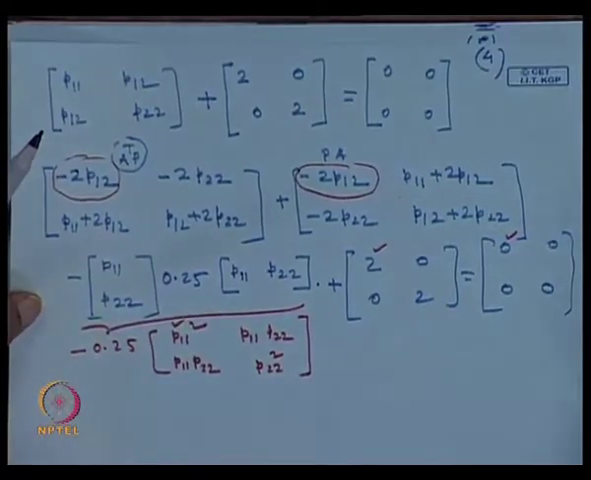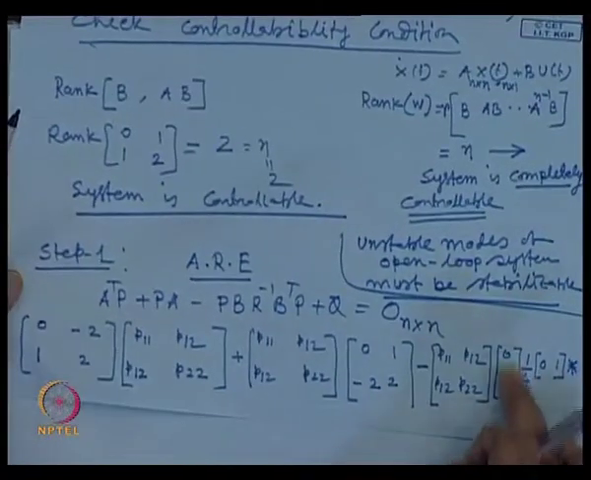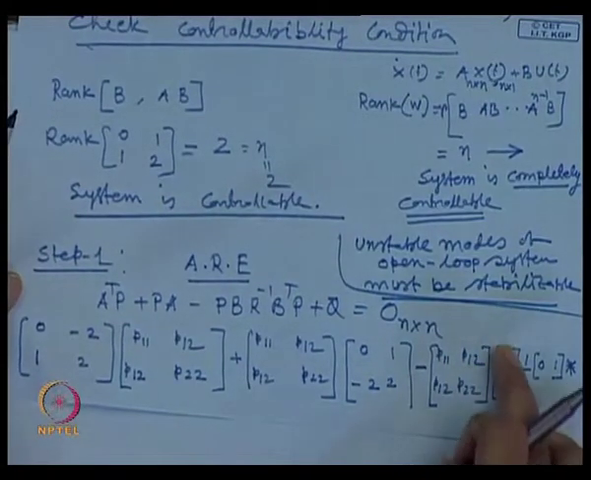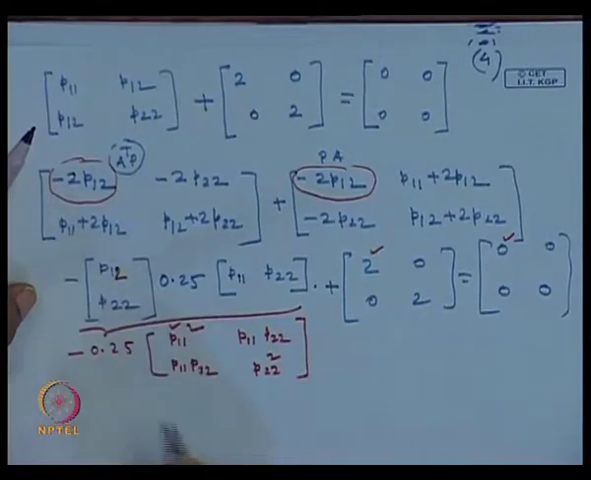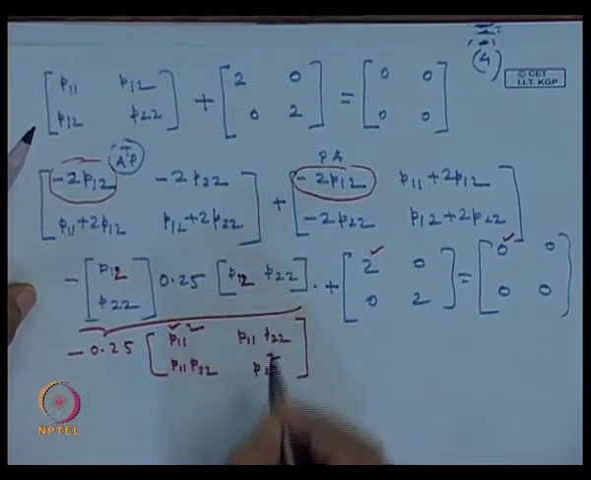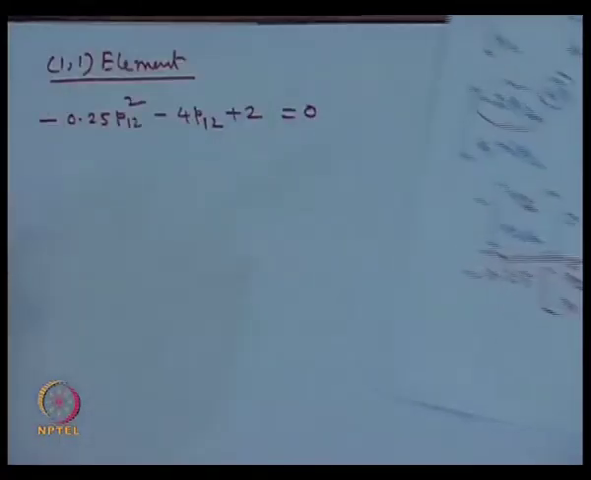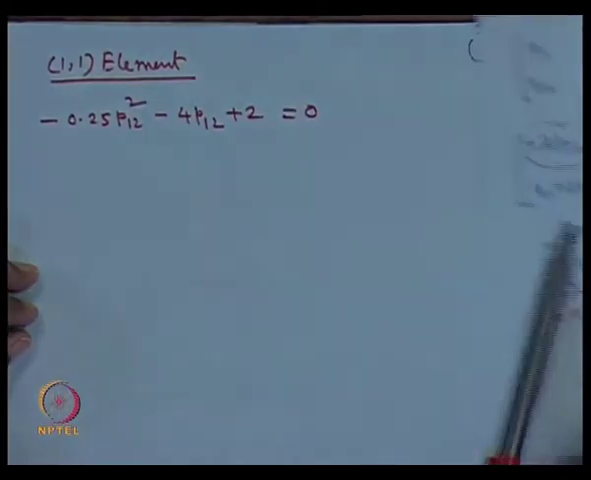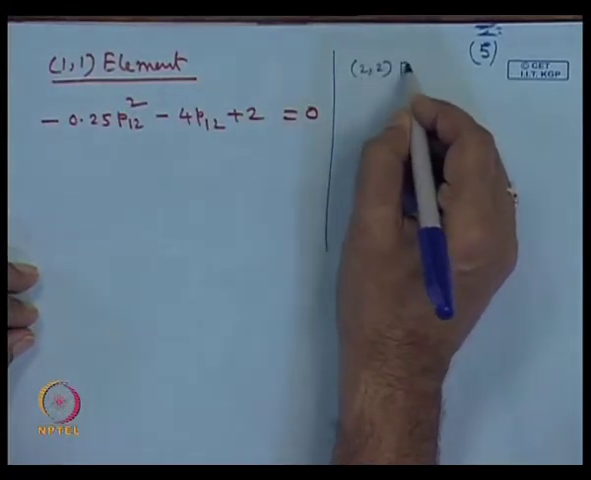I made a mistake here. You just see, if you multiply this row by this, it is P 1 2, and this row multiplied by this is P 2 2. So, it is not P 1 1, P 1 2. So, this is also P 1 2. So now I am getting 0.5 P 1 2 square plus 4 P 1 2 for the 1 1 element. Then I write the 2 2 element.